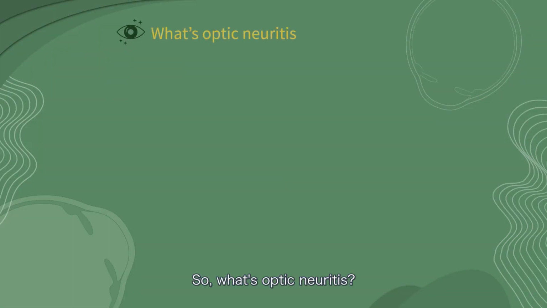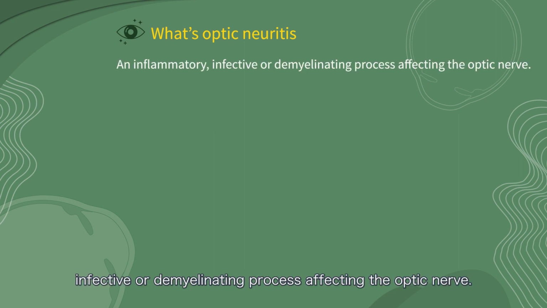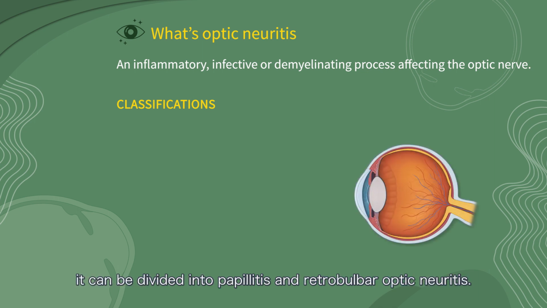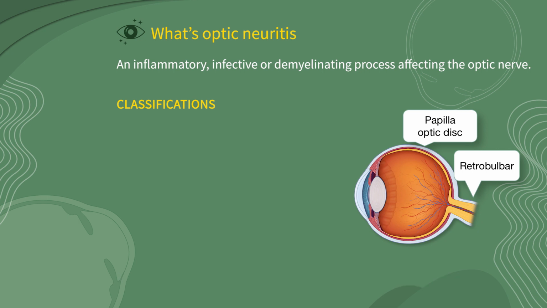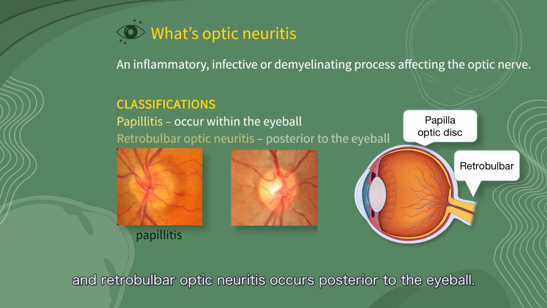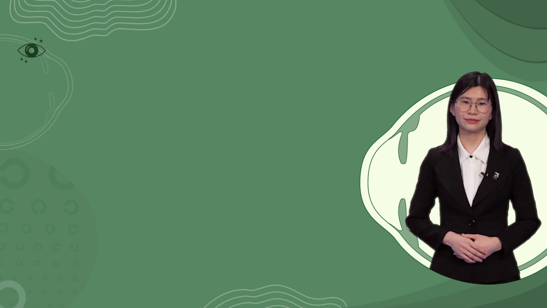So, what's optic neuritis? Optic neuritis is an inflammatory, infective, or demyelinating process affecting the optic nerve. According to the affecting site, it can be divided into papillitis and retrobulbar optic neuritis. Papillitis occurs within the eyeball, and retrobulbar optic neuritis occurs posterior to the eyeball.